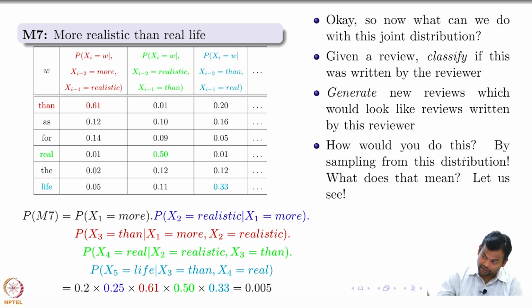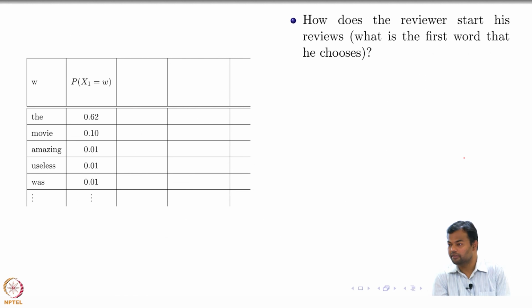Just imagine that you're writing down the reviews. You know that you have to write 5 words. How will you do it? What does sample mean? How many of you understand how you'll do this? So now, how does the reviewer start his reviews? What is the first word that the reviewer chooses? How will you get the first word?